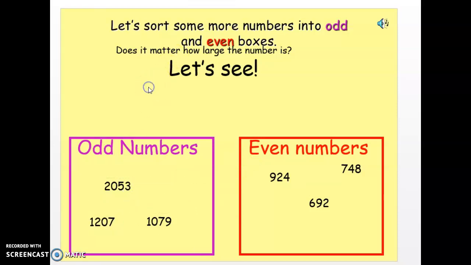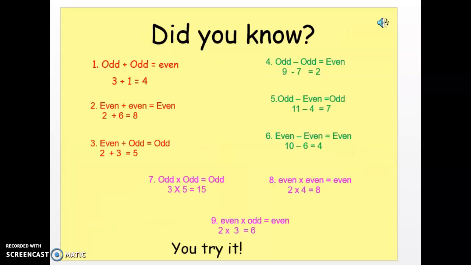So that's how you do your work. So this is how you sort numbers into odd numbers and even numbers. Remember, numbers that end in 1, 3, 5, 7, 9 are all odd numbers, and numbers that end in 0, 2, 4, 6, 8 are all even numbers. But there's something. Did you know? Now this is how we know the operations of odd and even numbers.